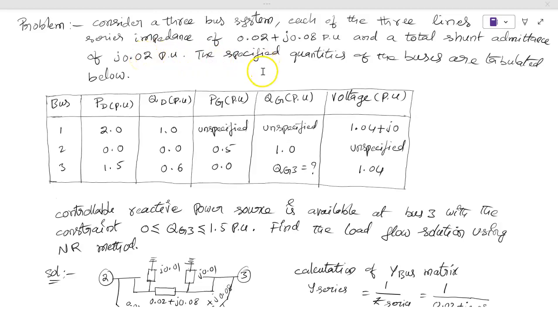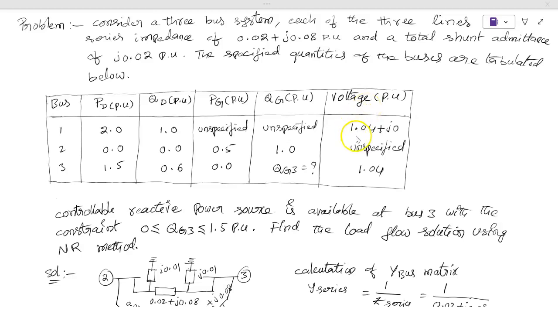And one tabular column of data they have given, that is, specified quantities of the buses are tabulated as follows. Here how many buses we have? 3 buses. 1, 2, 3. They are given real power and reactive power demands. This D represents demand in per unit. Real power demand, reactive power demand, as well as generations also. Real and reactive power generations they are given as PG and QG. And voltage in per unit they have given.